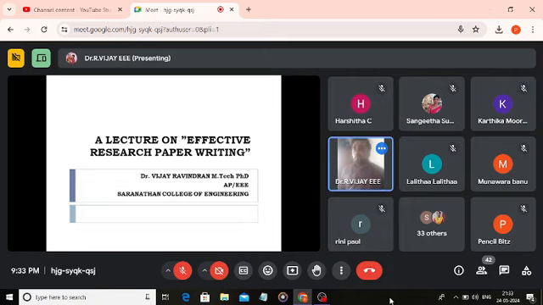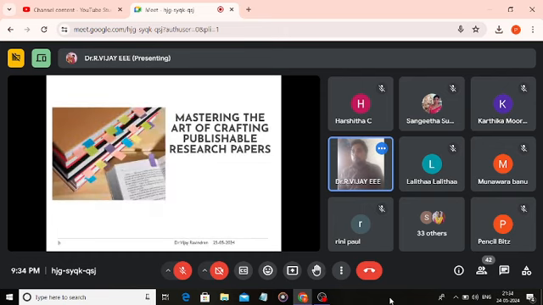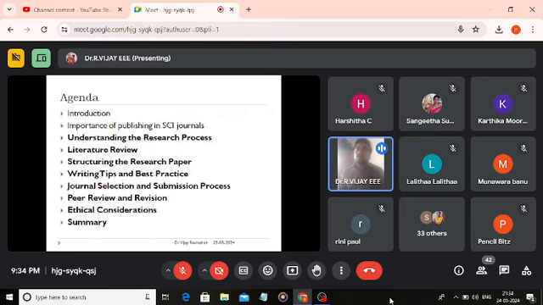Let's get into today's topic of the FDP, paper writing for SCI journals. Mastering the art of crafting publishable papers. These are the agenda items which I'm going to cover today in my session.